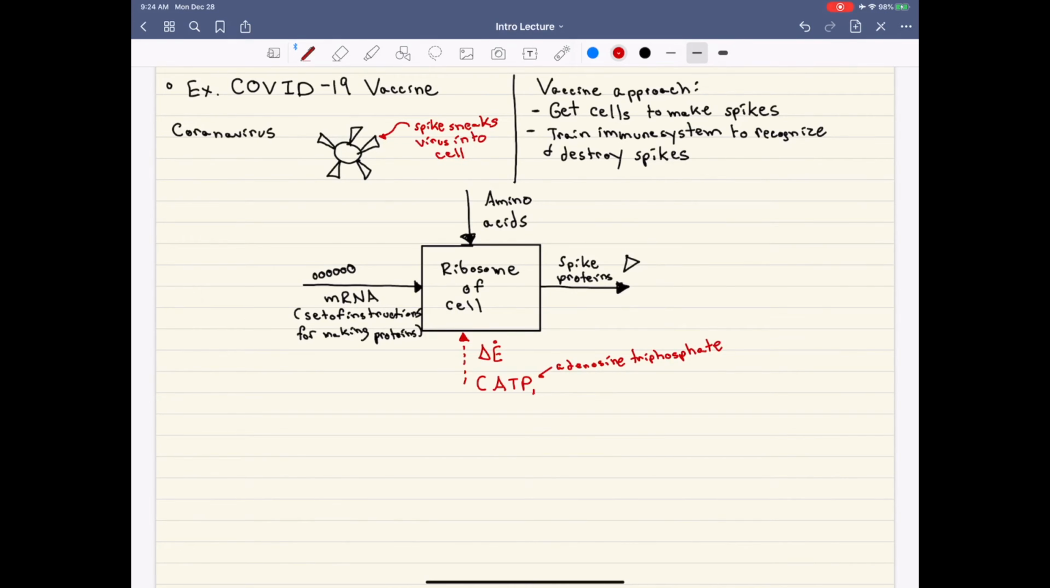The reaction that produces this adenosine triphosphate is a bit complex, but basically, you get this ATP from the food that you eat. And so what I want to emphasize here is that in order to get your cells to make these spike proteins, it's not enough just to have the mRNA from the vaccine itself, but you also need energy from the food that you eat in your body in order to make the spike protein.